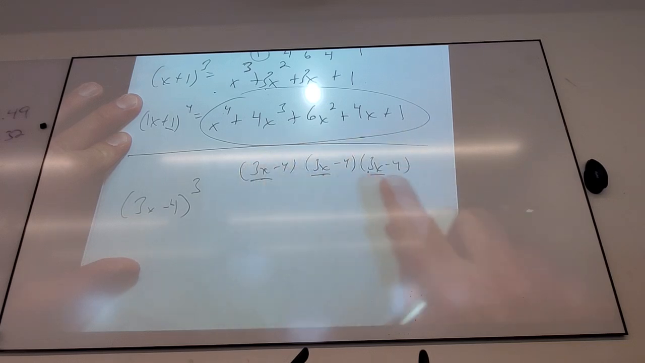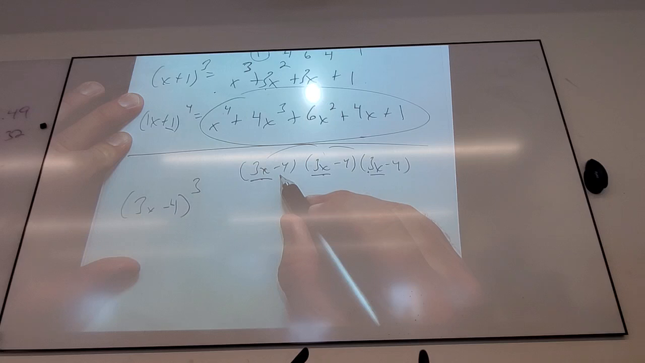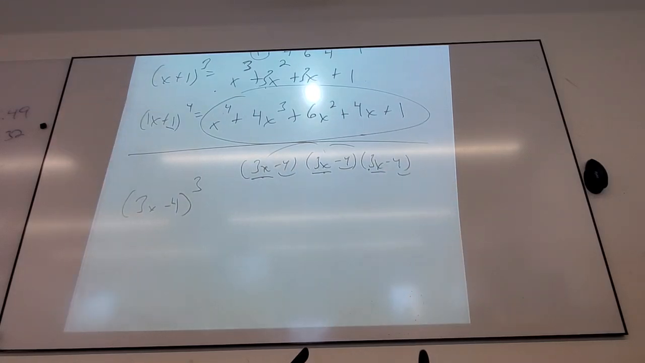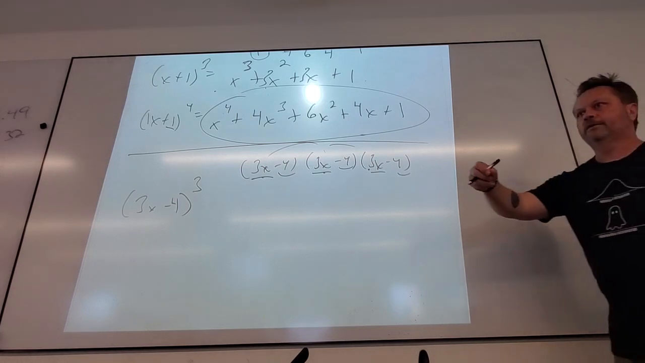What would be at the end of this? That would be at the beginning. At the end would be what? Negative 4 times negative 4 times negative 4. So at the end, I get nothing but negative 4s.